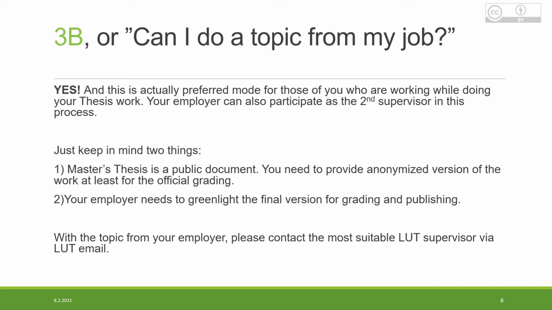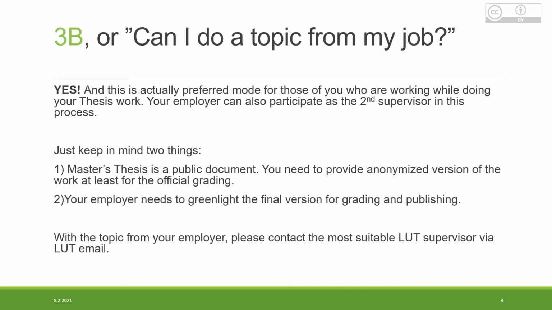And of course, because we are talking about a public document, for the grading part, at least by the time you are submitting something for grading, it needs to be anonymized, meaning that it cannot have any person, product, or company names. But we can work on an anonymous case study basis, and your LUT supervisor will help you in doing this version of your work. And of course, if you are working for your employer, your employer gets to say also that this is a version which can be created and published.